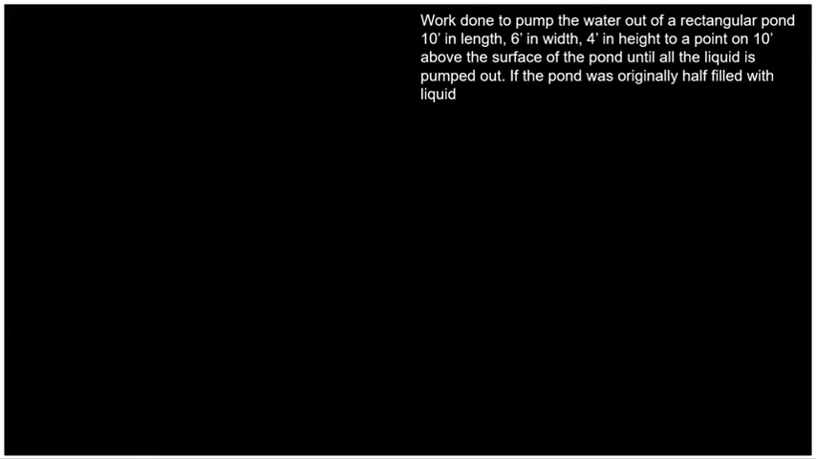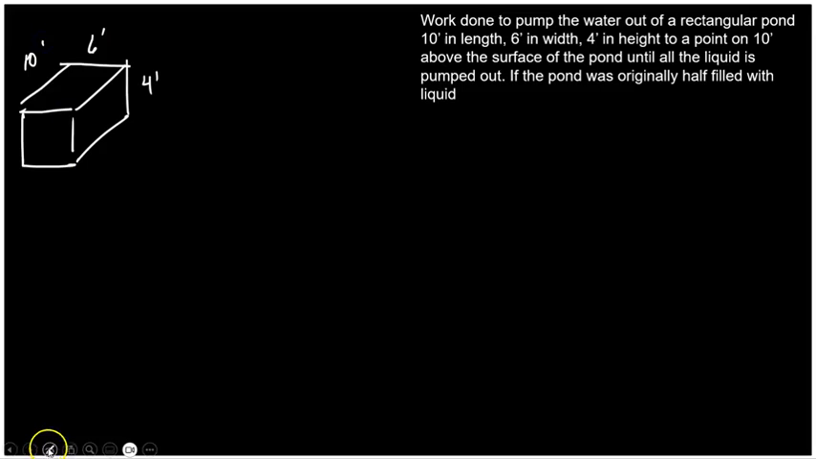Now let's try another one. Work done in pumping the water out of a rectangular pond 10 by 6 by 4 to a point 10 feet above the surface of the pond until all of the liquid is pumped out, if the pond was originally half filled with liquid. So in this case, it's no longer filled with liquid. So if this was my pond, 10 by 6 by 4, it's just half filled with liquid. So up to there only.